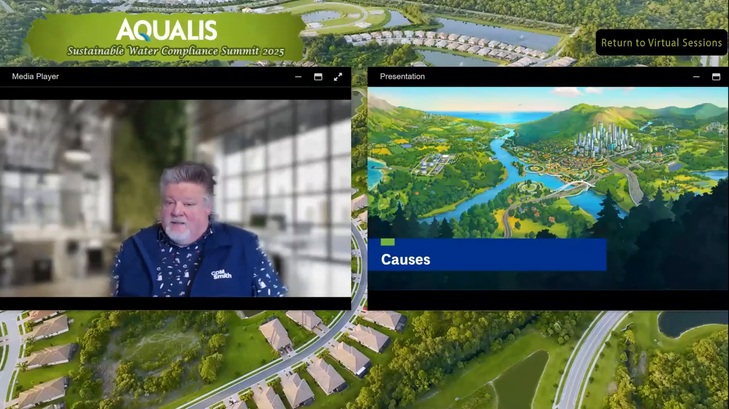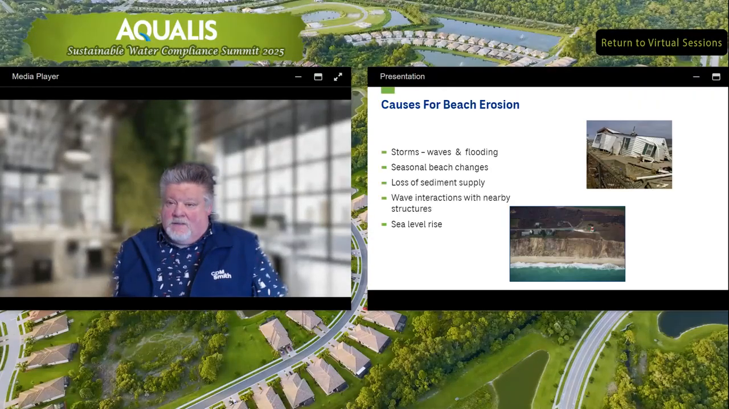Let's look at the causes of erosion. When we look at the causes of erosion, of course, the important one is storms. It's the waves and coastal flooding. But there are also seasonal beach changes that you may think is erosion, but it's actually just a natural process. You see the loss of sediment supply impacting coastal erosion. You see how waves interact with nearby structures. And then finally, sea level change also influences our erosion rates. And we'll talk about each one of those factors now.